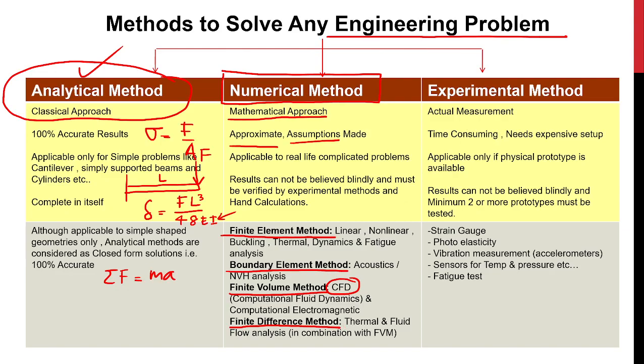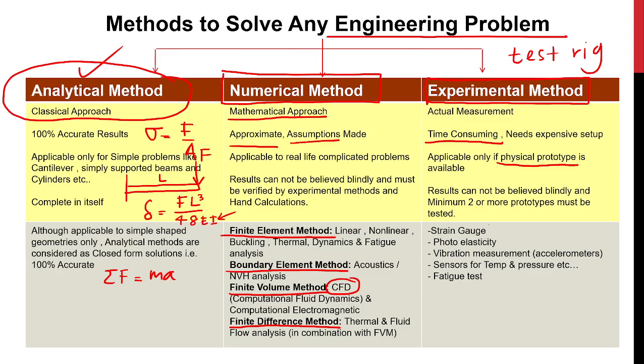And finally, this is the best one, which is experimental method. Experimental method is the most accurate. Normally you need to design a test rig. This test rig is a little bit time consuming. You need to design a lot of things. You need to have a physical prototype. If you want to test anything, you have to break it. So it's most of the time destructive testing.